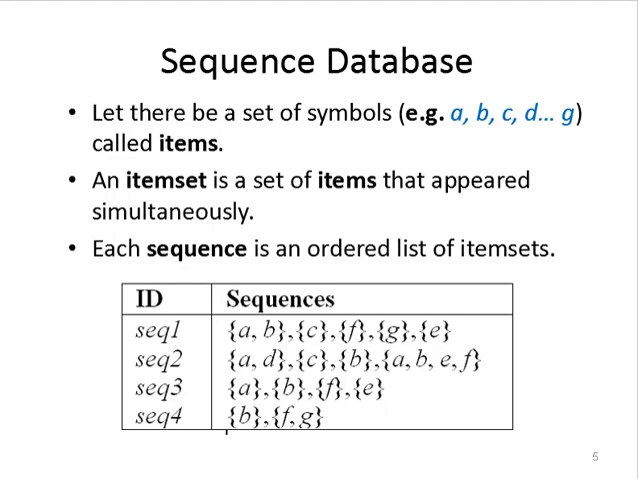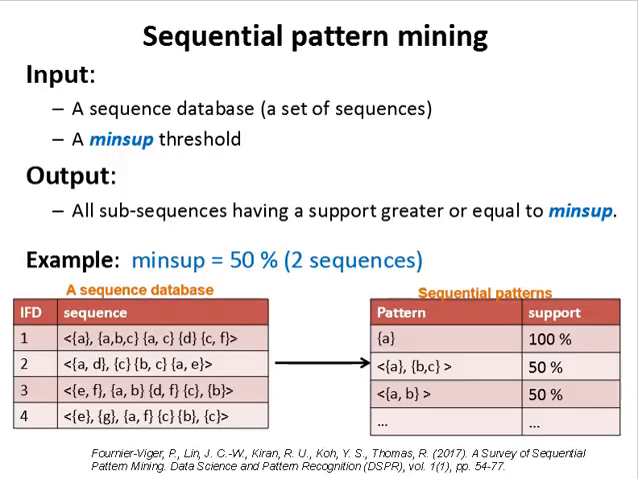Okay, so what can we find in such data if we want to find some patterns to analyze the data? We can use a type of technique. It's called sequential pattern mining. The idea is, as input, we have a sequence database, as you can see on the left, what I showed you before. Okay, a database with 4 sequences.